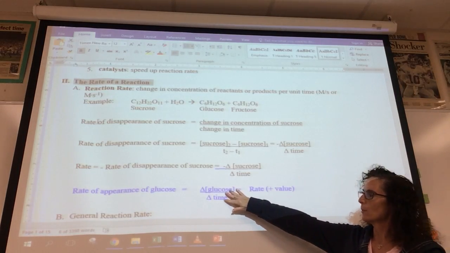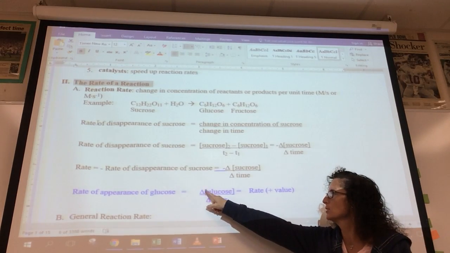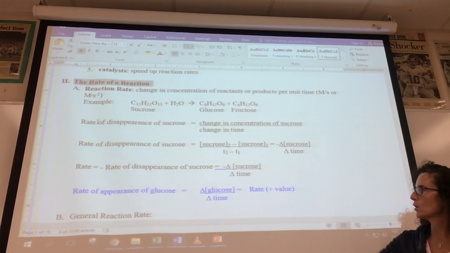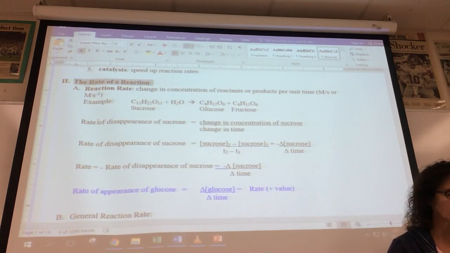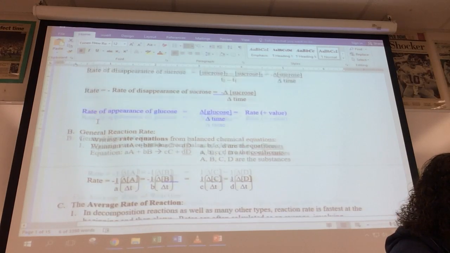If you look at the rate of appearance of a product such as glucose, again, the change in concentration over the change in time. The rate will be a positive value. The rate of appearance is positive. The rate of disappearance will be negative. I'll point that out as we go.